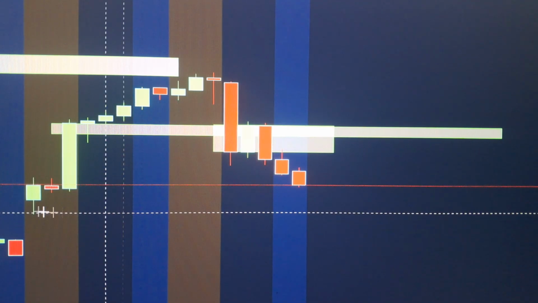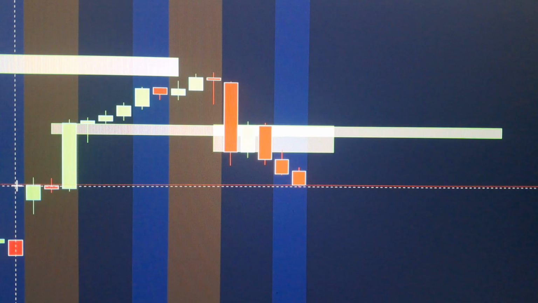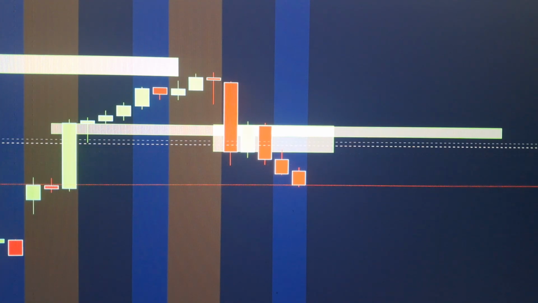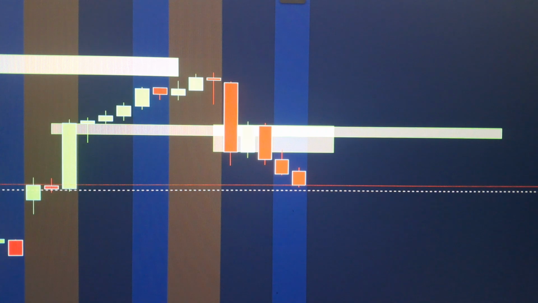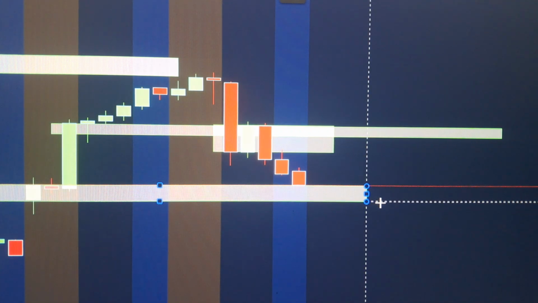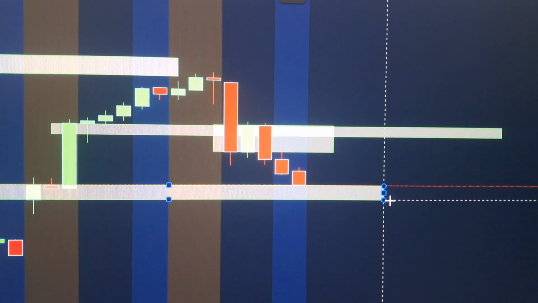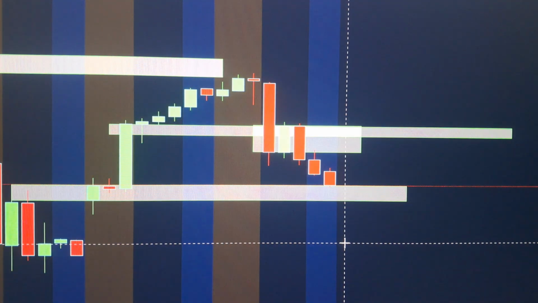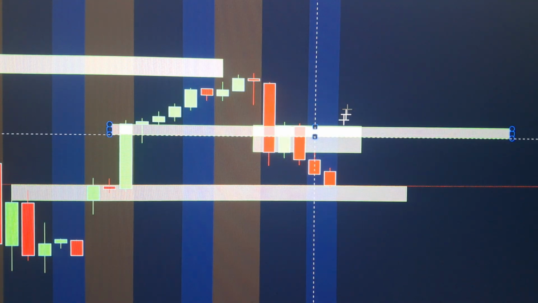So, oh man, interesting. There is a little spot right here. That's interesting. Very interesting there.